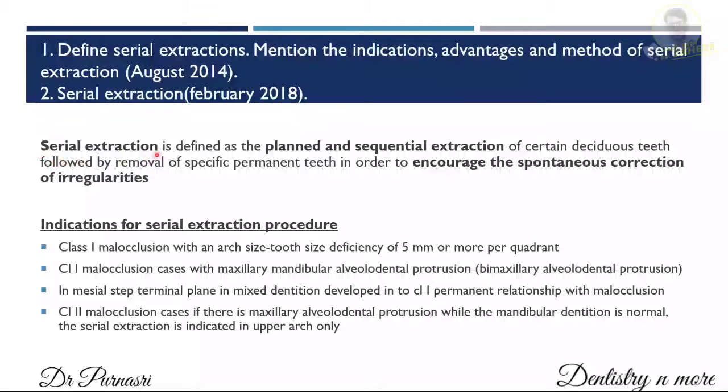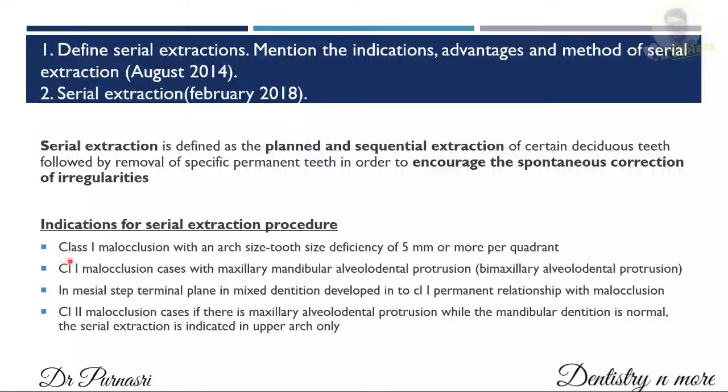Serial extraction is defined as a planned and sequential extraction of certain deciduous or permanent teeth in a specific order to encourage spontaneous correction of irregularities. So the two main terms that you have to remember are planned and sequential extraction, to encourage the spontaneous correction of irregularities. Okay. Then coming to the indications.